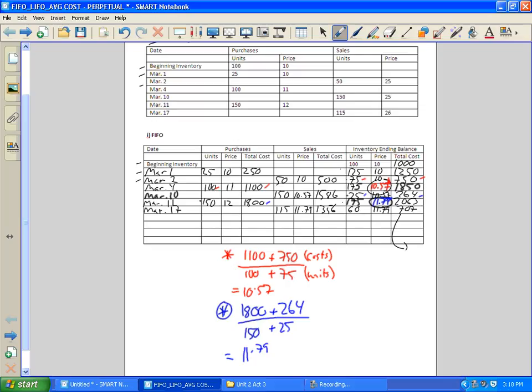This figure here is your ending inventory. And when you add up these numbers here, that's your cost of goods sold. And in this case, the cost of goods sold is $3,442. So the kicker, the kind of trick, is to calculate the average cost.